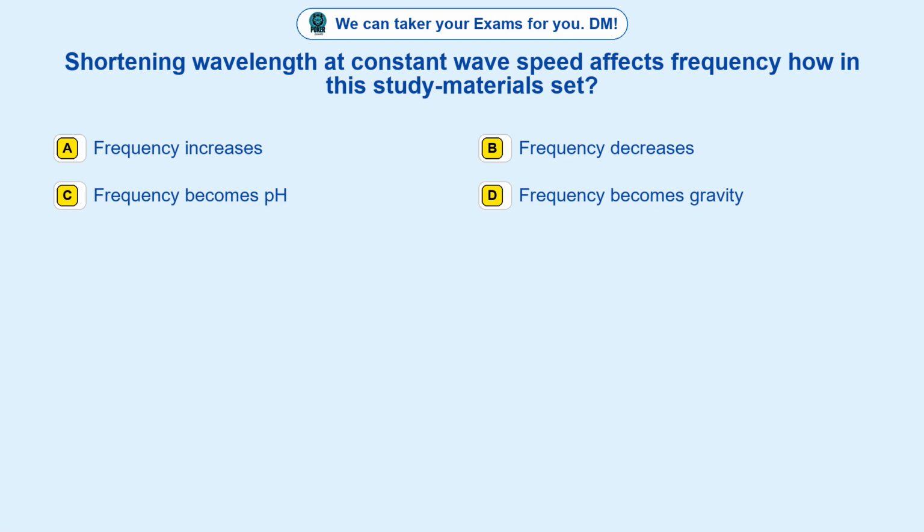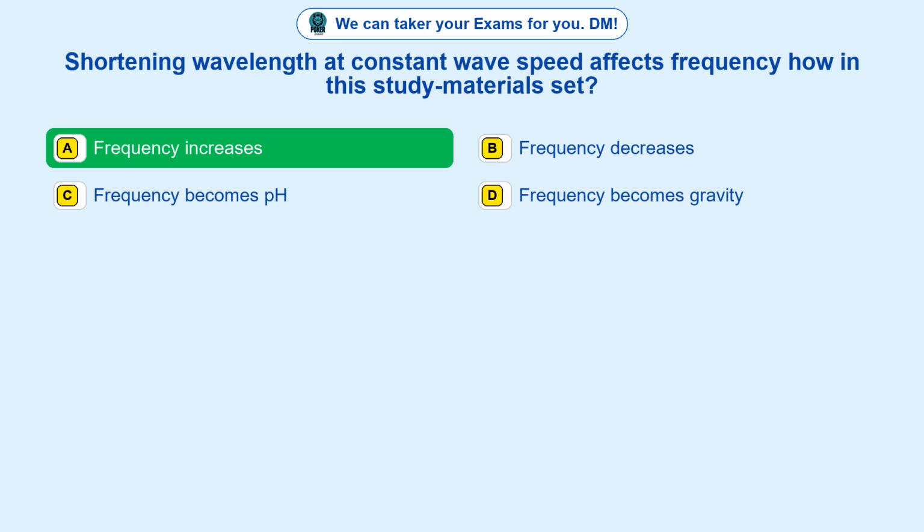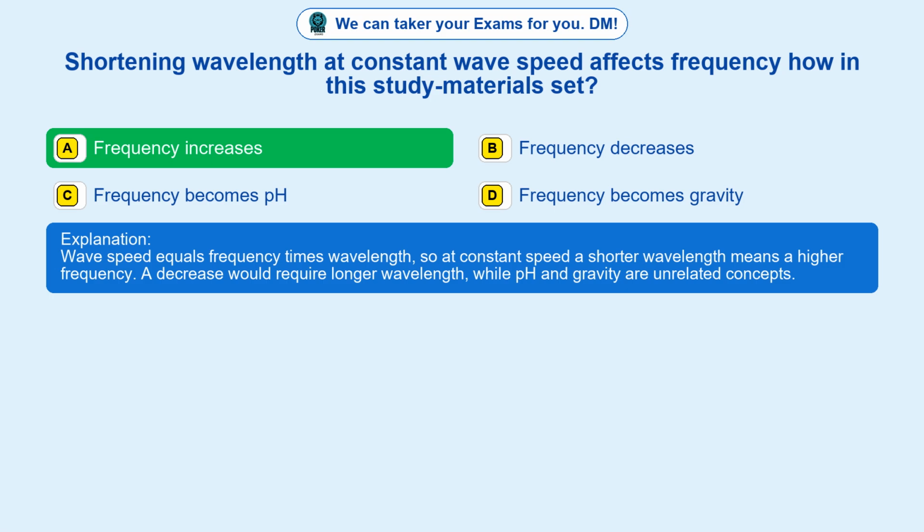Question 68. Shortening wavelength at constant wave speed affects frequency how in this study materials set? Option A, frequency increases. Option B, frequency decreases. Option C, frequency becomes pH. Option D, frequency becomes gravity. The correct answer is option A. Frequency increases. Wave speed equals frequency times wavelength, so at constant speed a shorter wavelength means a higher frequency. A decrease would require longer wavelength, while pH and gravity are unrelated concepts.